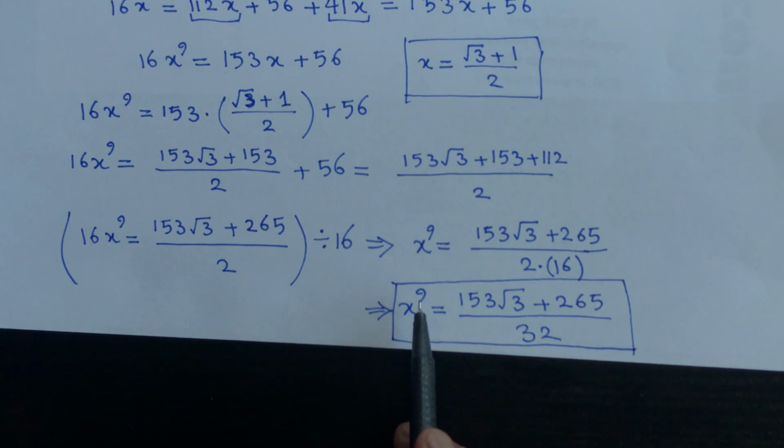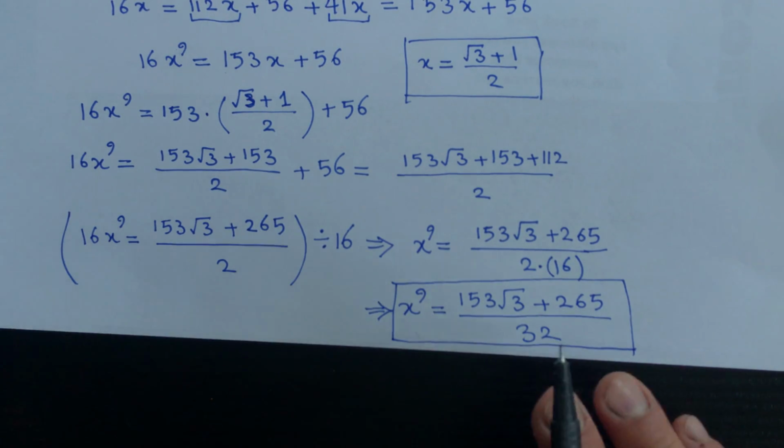So x to the power of 9 is like this radical expression, but you cannot find a simpler form of this. The radical form is the last result.